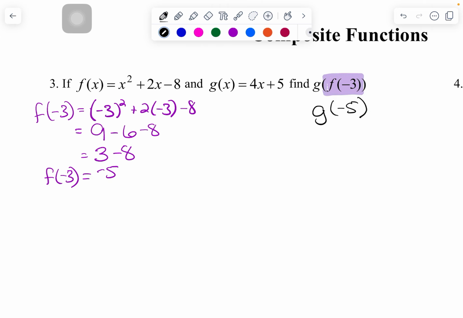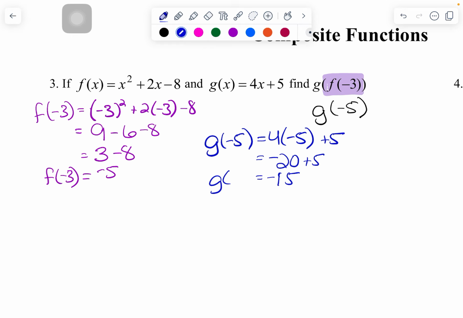So let's do another evaluating problem. But this time, we're going to evaluate the function g of x, right? g of x is here, and we're going to use -5 in place of x. So let's see what happens when we do that. So g of -5 equals 4 times x. So there's my -5, plus 5. So 4 times -5 is going to be -20. -20 plus 5 is going to be -15. So ultimately, what we've just figured out is that g of f of -3 is equal to -15.